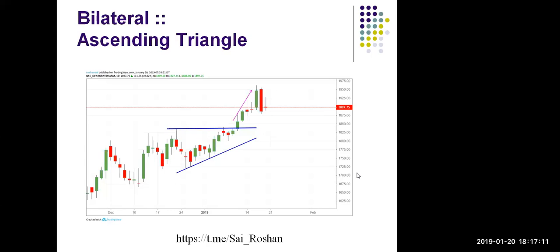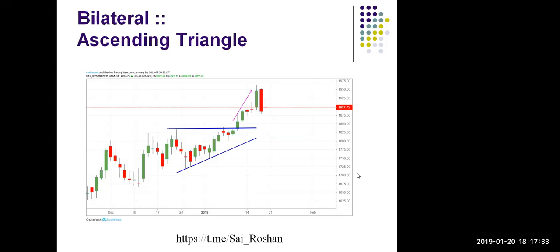And at some point, once the resistance is broken, you can see the result for yourself. Maybe 1825 it breaks, and then it stops at 1950, plus 100 points. It's more than 10%. No, 5 to 6%, because 20 is 1%, right? For Torrent Pharma, this is a Torrent Pharma daily chart. Now you can see it for yourself. That's the beauty of it.